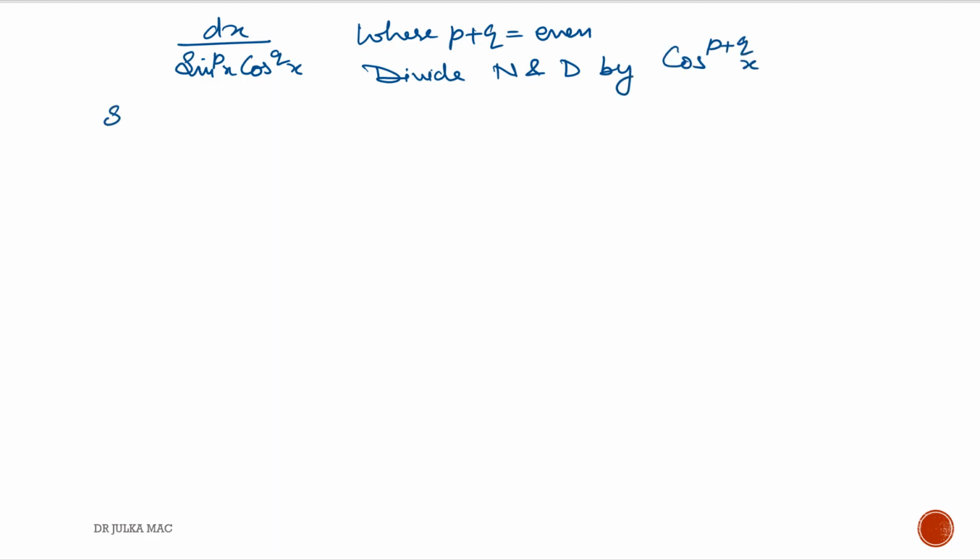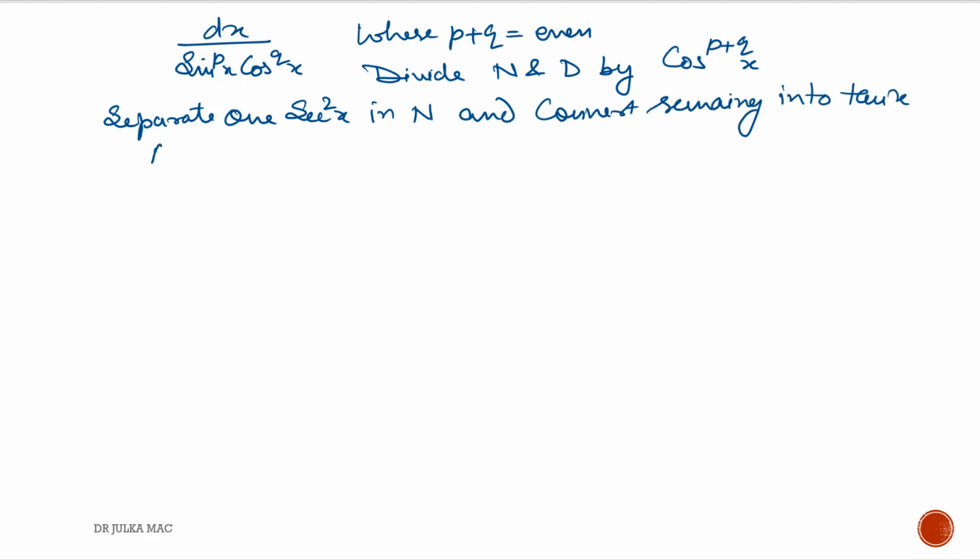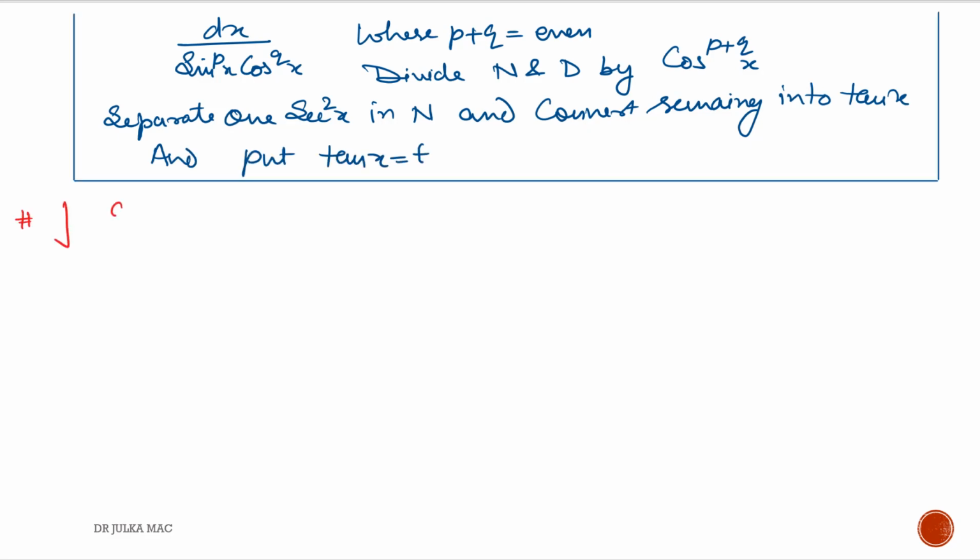Next point, whenever we have dx divided by sine to the power p x and cos to the power q x, where p plus q is an even number, then divide the numerator and denominator both by cos to the power p plus q x. Then separate 1 sec square x in the numerator and convert the remaining into tan x and put tan x equals t. We will explain with the help of an example.